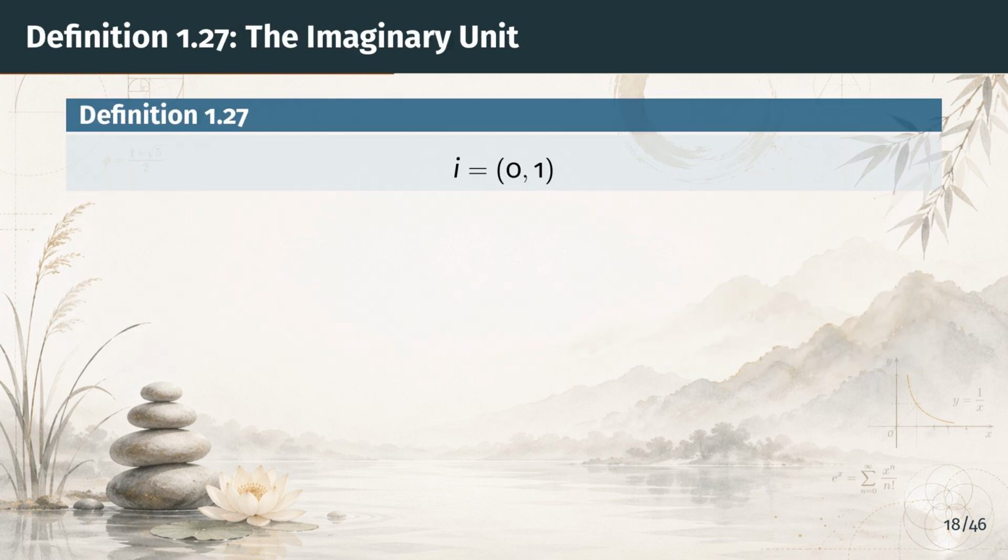Now we define the famous imaginary unit. It is simply the ordered pair 0, 1. There is nothing mysterious about it. It is a perfectly concrete object, just a pair of real numbers. All of its special properties will follow from the multiplication rule we already defined. Let's see what happens when we square i.